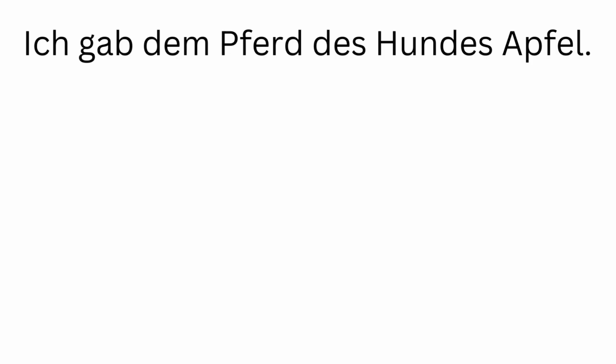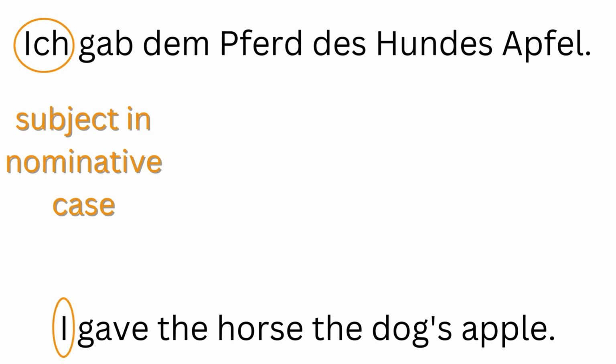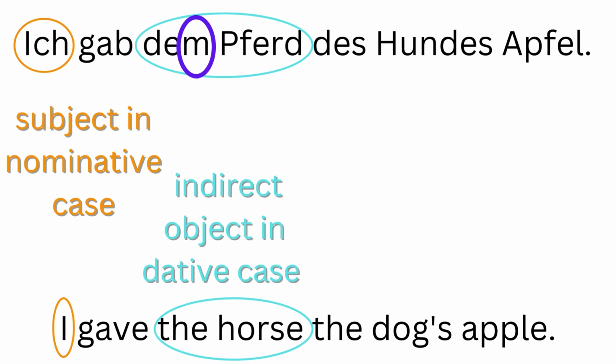Let's look at another example, this time from modern German. Ich gab dem Pferd des Hundes Apfel. In English, we would probably say, I gave the horse the dog's apple. Here we have all 4 German grammatical cases represented. We have the subject, ich, which is in the nominative case. The indirect object, dem Pferd, is in the dative case. Dem is the dative article for singular, neutral, or masculine nouns.